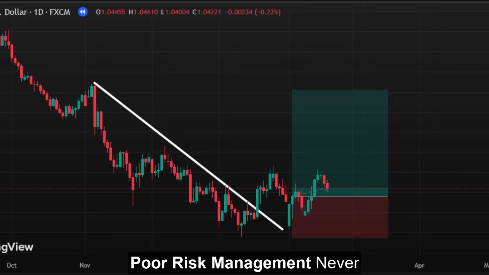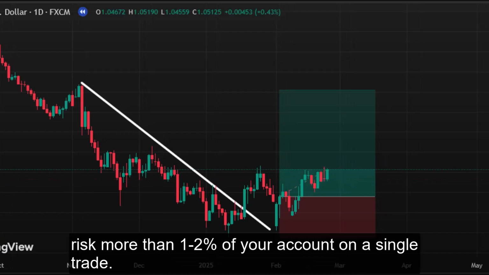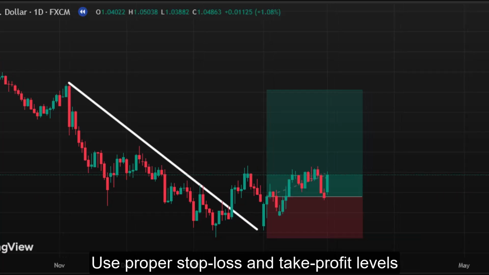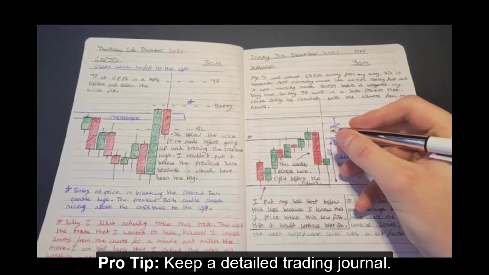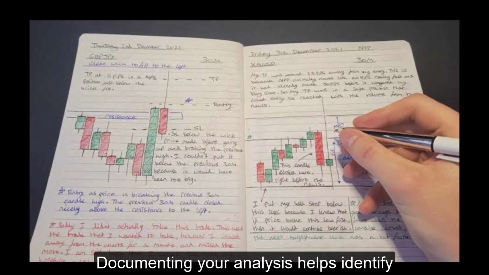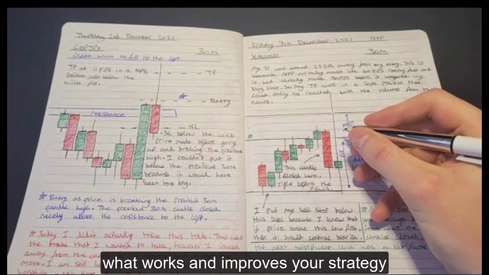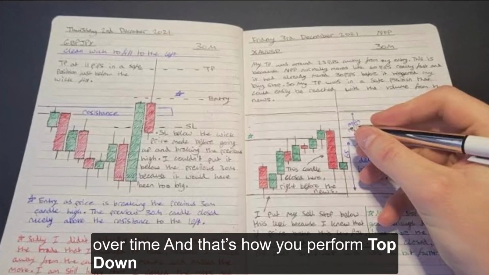4. Poor risk management. Never risk more than 1 to 2% of your account on a single trade. Use proper stop loss and take profit levels. Pro tip: keep a detailed trading journal. Documenting your analysis helps identify what works and improves your strategy over time.